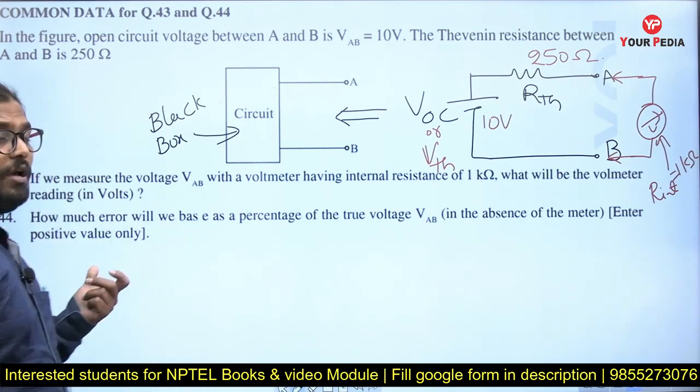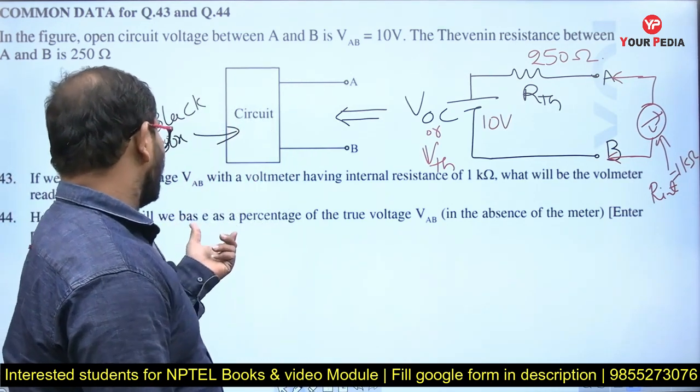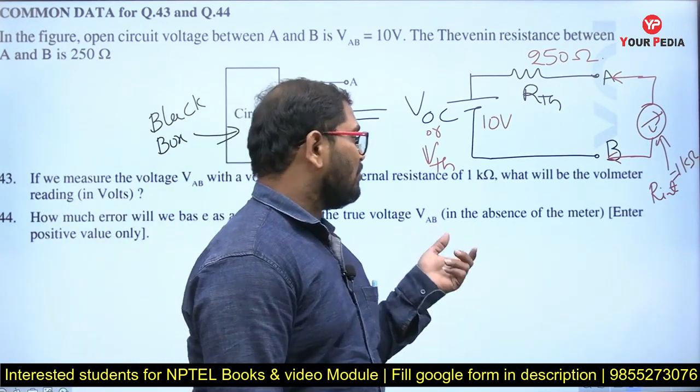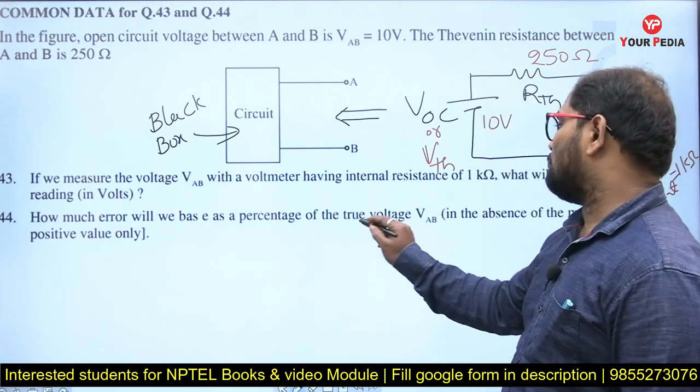And the second question is, how much error will there be as a percentage of the true voltage VAB, in the absence of the meter? So what is the meaning of true voltage?